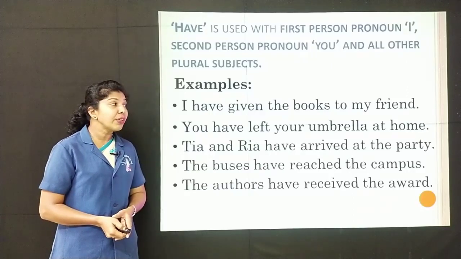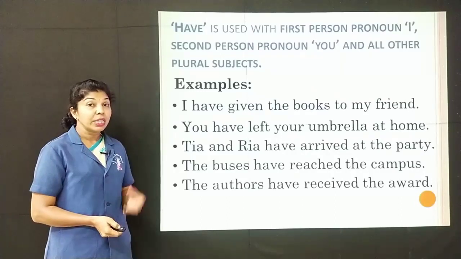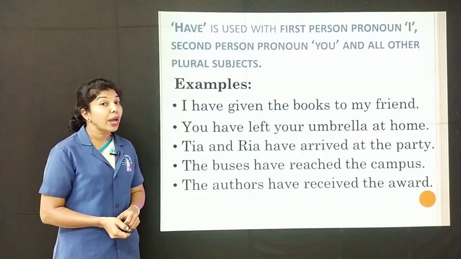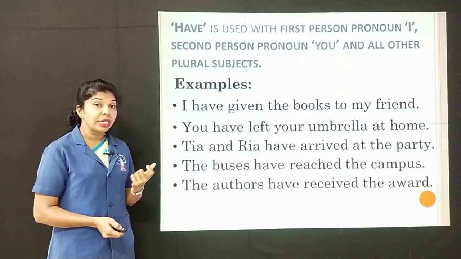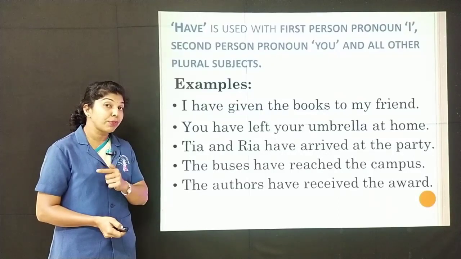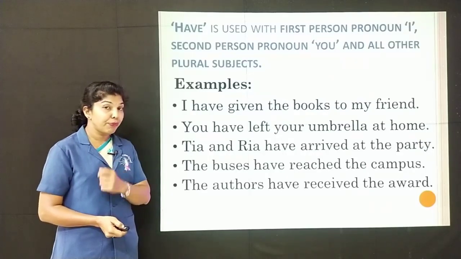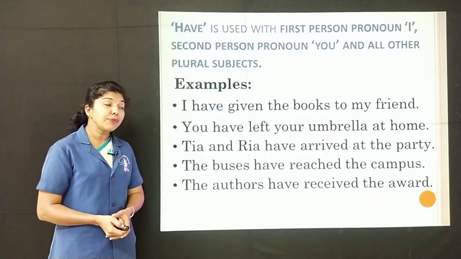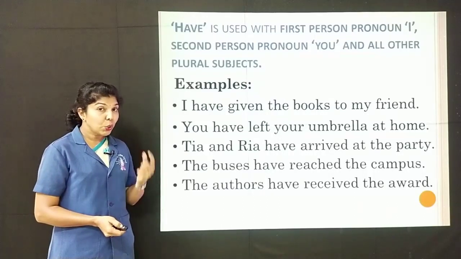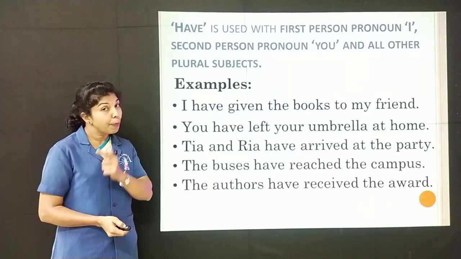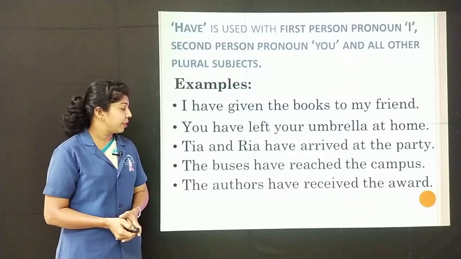Now let us see the examples. I have given the books to my friend. Here we are using the first person pronoun I, so we use the auxiliary verb have. Given is the past participle form of the verb give. So I have given the books to my friend. You have left your umbrella at home. I told you already, you is the second person pronoun. So with that, we use the auxiliary verb have.